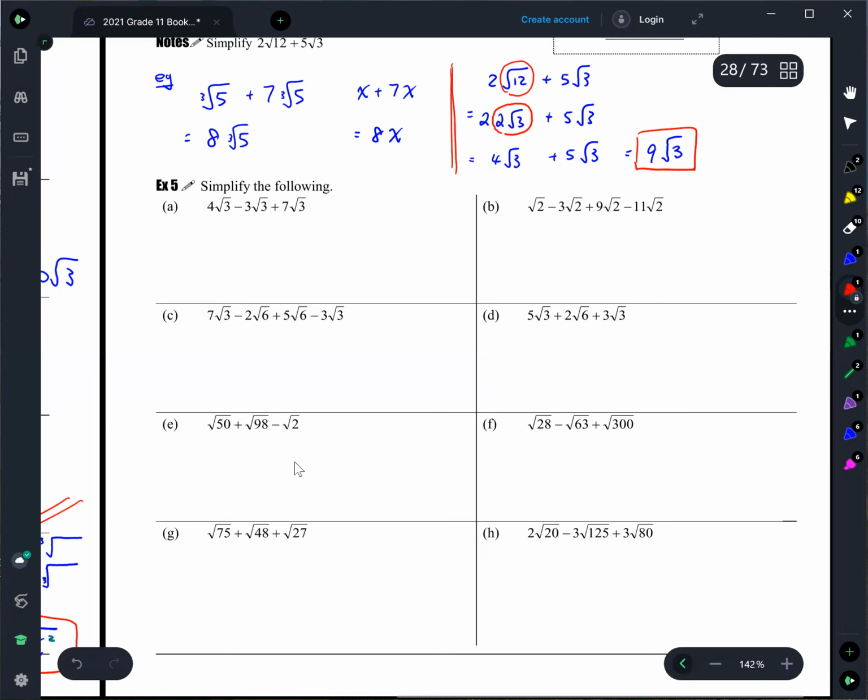Okay, we will go over in 5 minutes. I think 5 minutes should be enough. The first 4 questions are pretty easy. You don't need to simplify the radicals. They're all like terms.